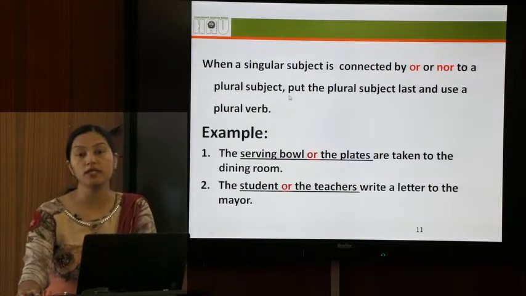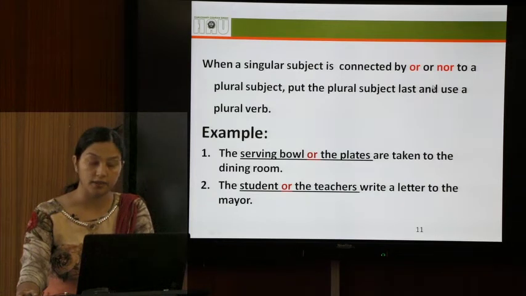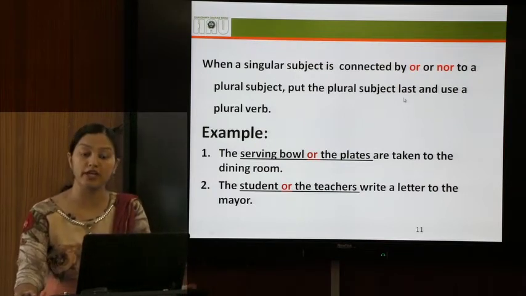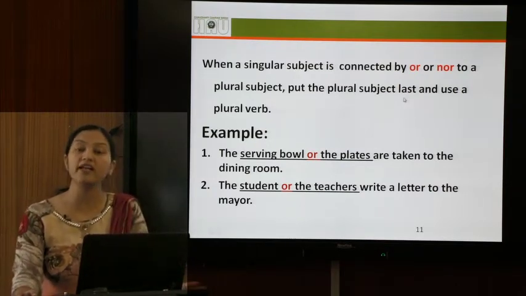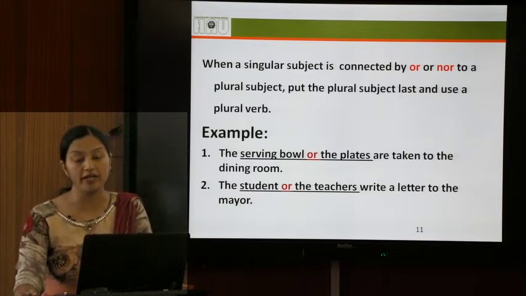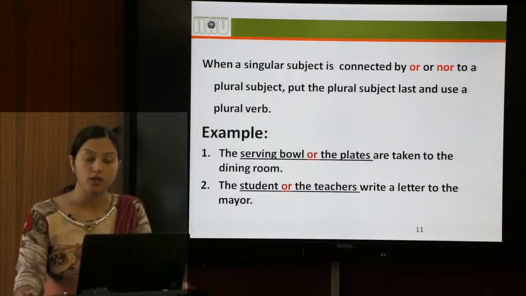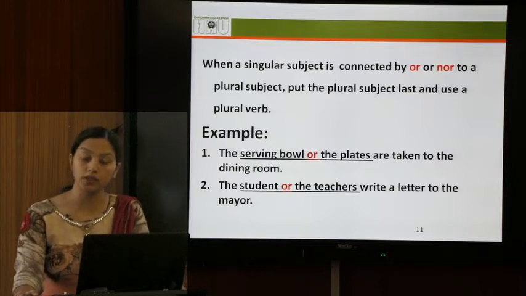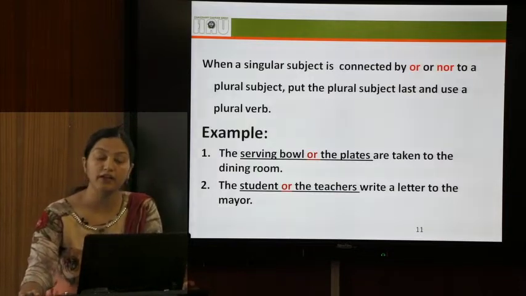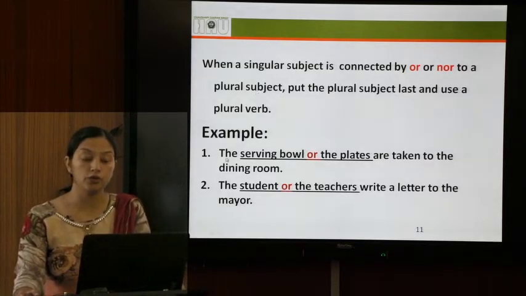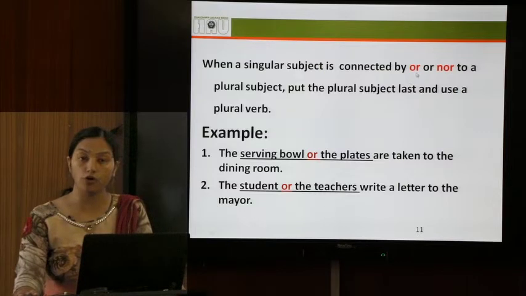Now, when a singular subject is connected by or/nor to a plural subject, then we need to put the plural subject at the end so as to avoid any kind of confusion, and accordingly we should use a plural verb. Suppose I have to construct a sentence in which I am using two different subjects, one singular and one plural, then it is recommended that we use the plural subject as our second subject, and we separate them with or/nor.